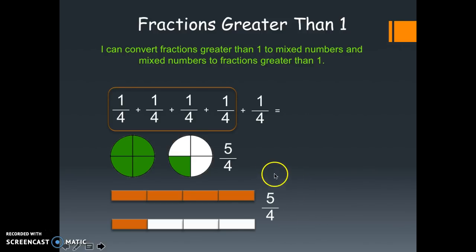So how can we turn this fraction into a mixed number? Well, 4/4 equals one whole thing. Here's one whole. And as you can see, we would have one whole plus a fourth, or 1 and 1/4. So here's 1 and 1/4.